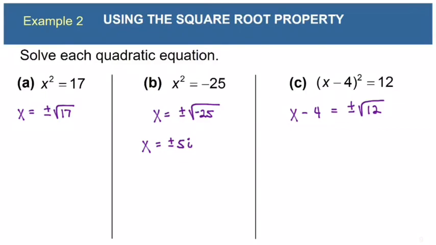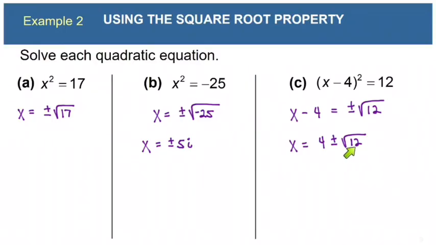Now, two things need to happen here. The first thing is that the square root of 12 is a radical that needs to be reduced, but the other thing is that our x is not isolated here. So first, let's isolate the x. So we're going to add 4 to both sides, and that's going to make the 4 show up over here on the right side. That will give us x equals 4 plus or minus square root of 12.